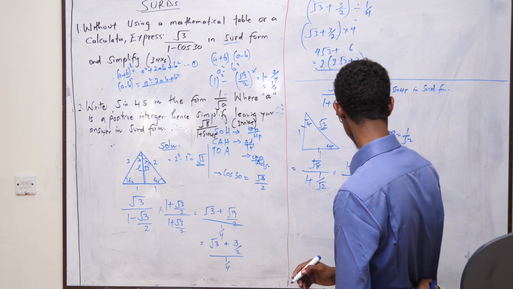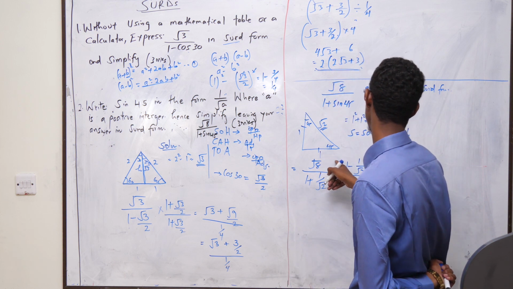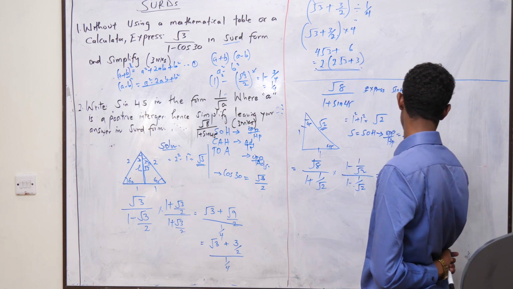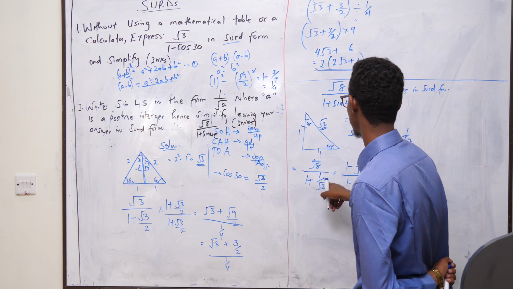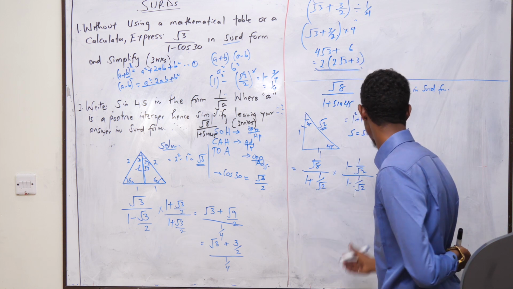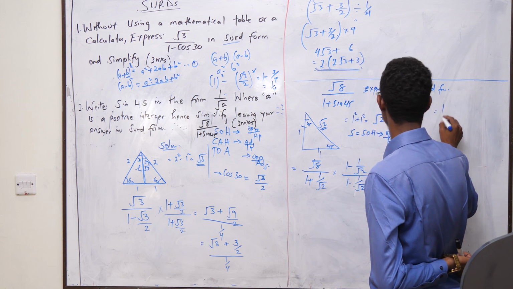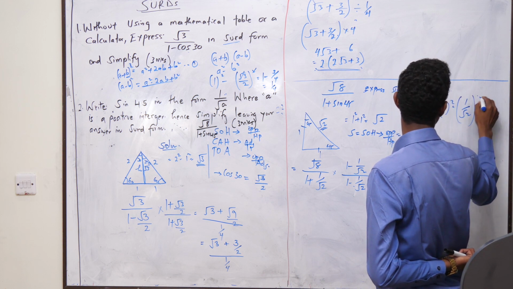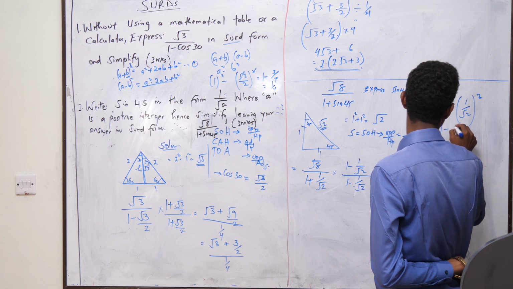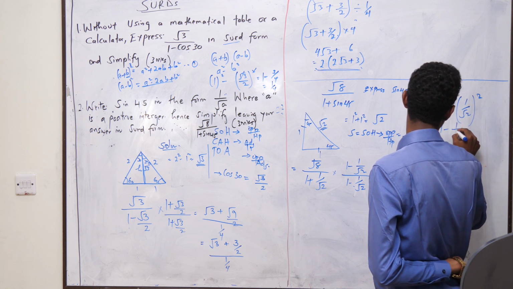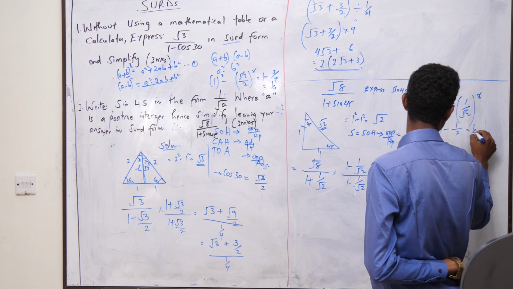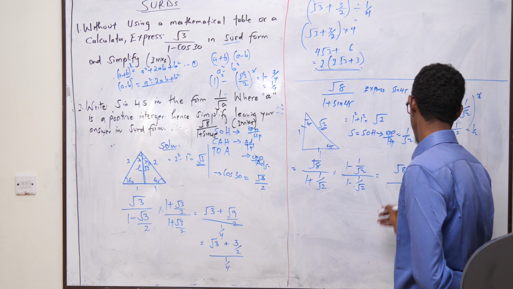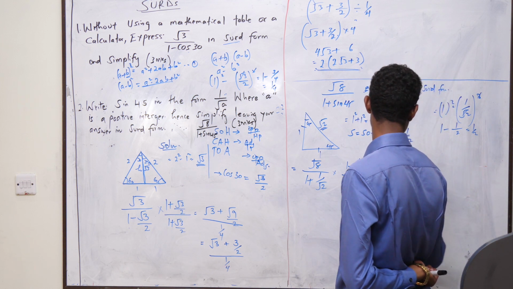Good. Root 8 times 1 is root 8, minus root 8 over root 2, divided by 1 plus 1 over root 2 times 1 minus 1 over root 2. A difference of two squares, it will be 1 squared minus 1 over root 2 squared. Now it will be 1 minus 1 over 2. Now we're going to get a half. Very good. Now let's use this one in the ones that we knew.